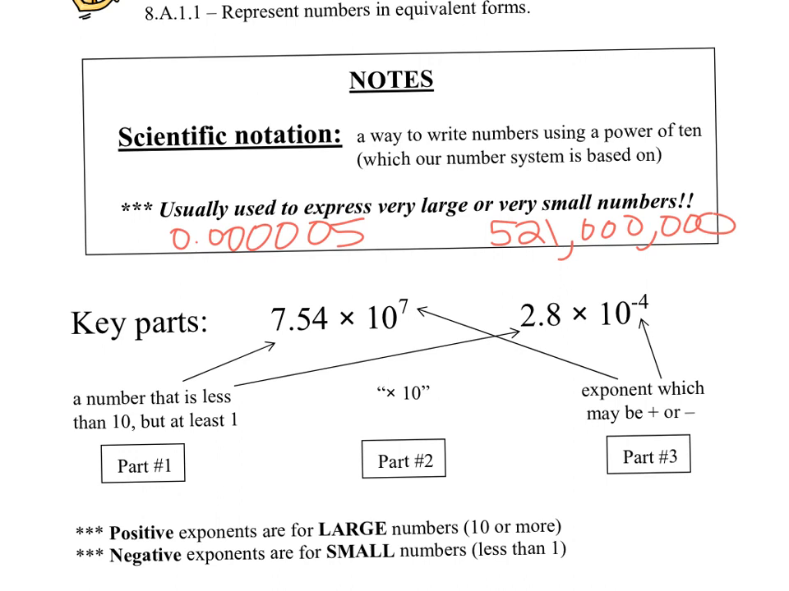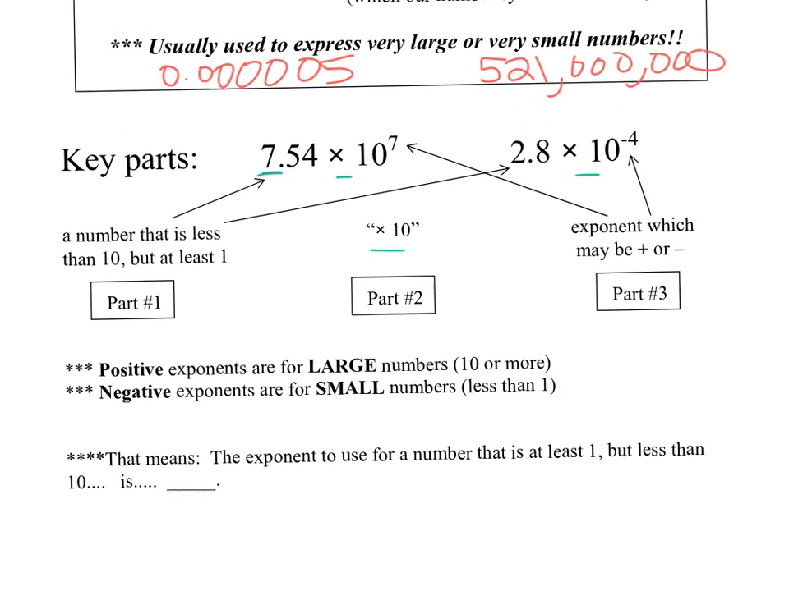So first, there's always a number that is less than 10 but at least 1. So an easy way to remember that is that you only have one digit in front of that decimal place. The next piece is that you have a times 10. So as you can see in both of our examples, we have times 10. And finally, we have an exponent. This can be either positive or negative, and they mean something.